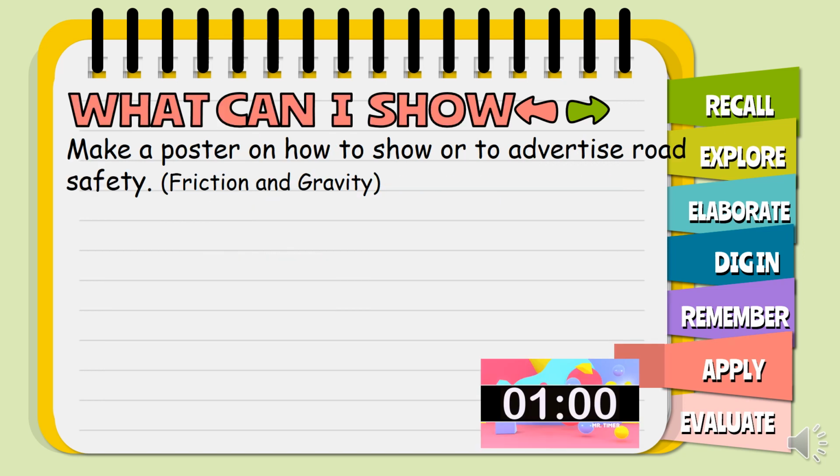Let's have another activity. Make a poster on how to show or to advertise road safety. You can use bond paper and pencil. Timer starts now.